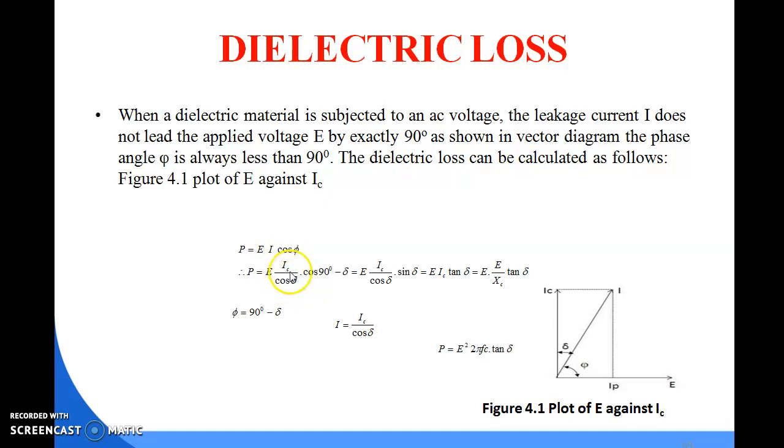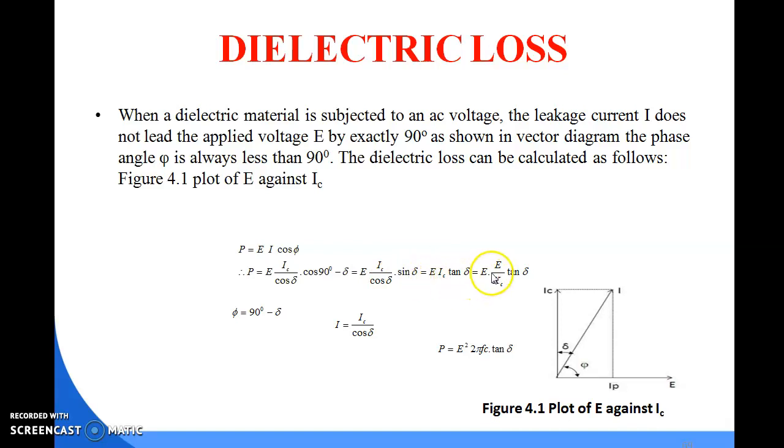So here in place of I, we put IC by cos delta, and for cos phi, because we know that phi plus delta is equal to 90 degrees. So what is phi? Phi means 90 minus delta. So P is equal to E IC by cos delta into cos(90 minus delta), and cos(90 minus delta) is sin delta. So E IC by cos delta into sin delta. The formula sin delta by cos delta is called tan delta. So we can write here E IC tan delta.